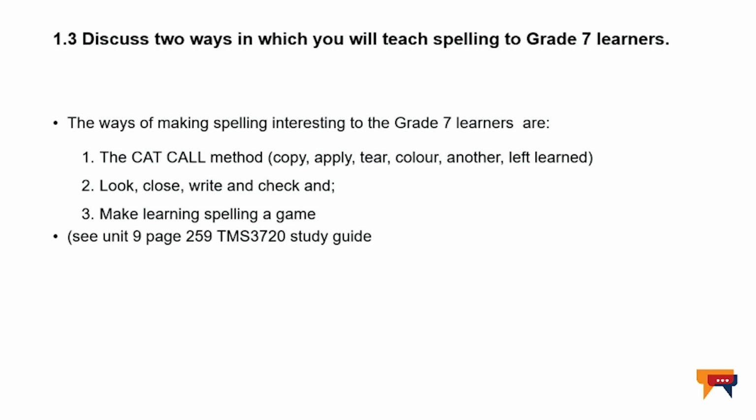The ways of making spelling interesting to the grade 7 learners are the CCLWC method, that is copy, apply, tier, color, another left there, look, close, write, and check. And the last one is make learning spelling a game. Please see Unit 9, page 259 of your TMS3720 study guide.